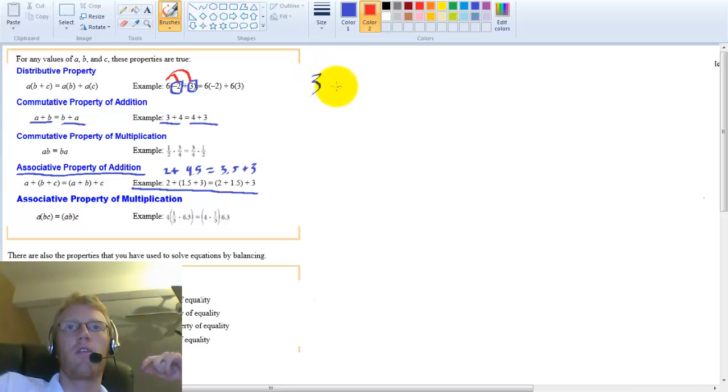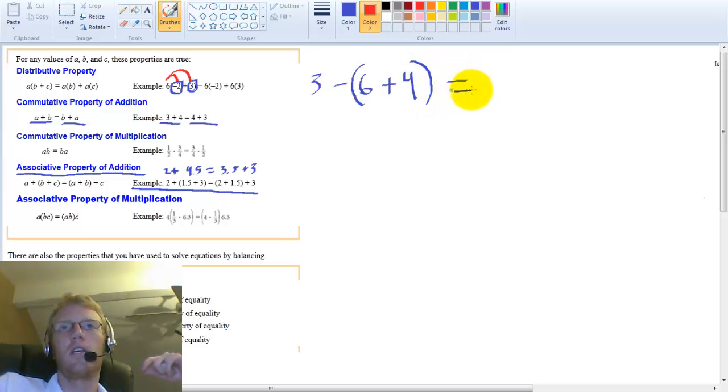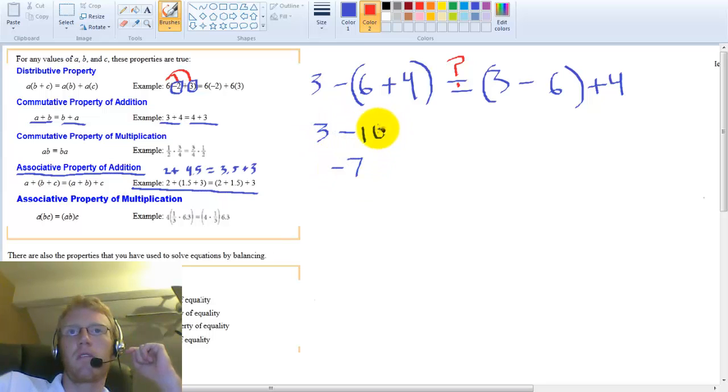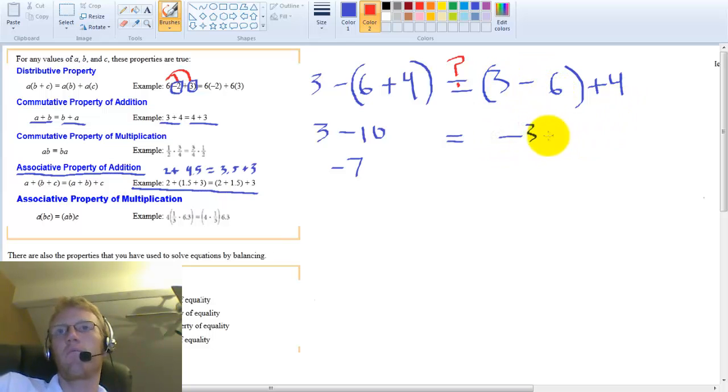So what if you have 3 minus 6 plus 4, and you put the parentheses right there? Is that equal to 3 minus 6 plus 4? And I'm going to put a question mark here, and we're going to figure out, is that equal? In this one, what should you do first? 6 plus 4 is 10, so you have 3 minus 10, which is negative 7. On this side, you should do the subtraction first. 3 minus 6, that's negative 3, plus 4, that's 1. So these two things are not equal.